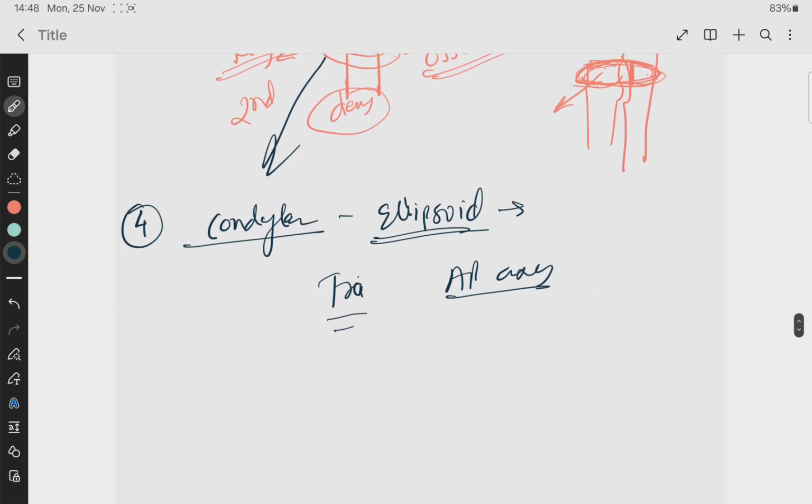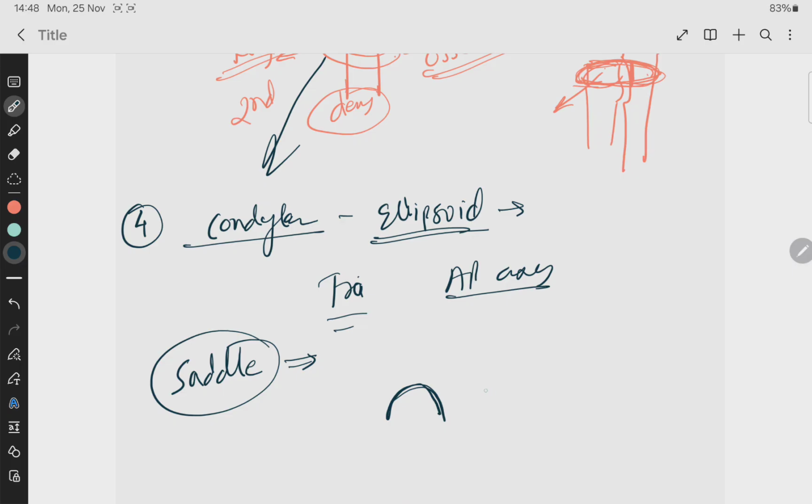Then the next type is the saddle type of joint, where the articular surfaces are reciprocally concave and convex. So they are like a saddle, the one that is placed on a horse for sitting, that is also in a saddle shape. So one articular surface at one angle is concave, and if you see it side to side it is convex. So it has both concave and convex types of surfaces. When these come in contact, they form a joint that is called the saddle type of joint.